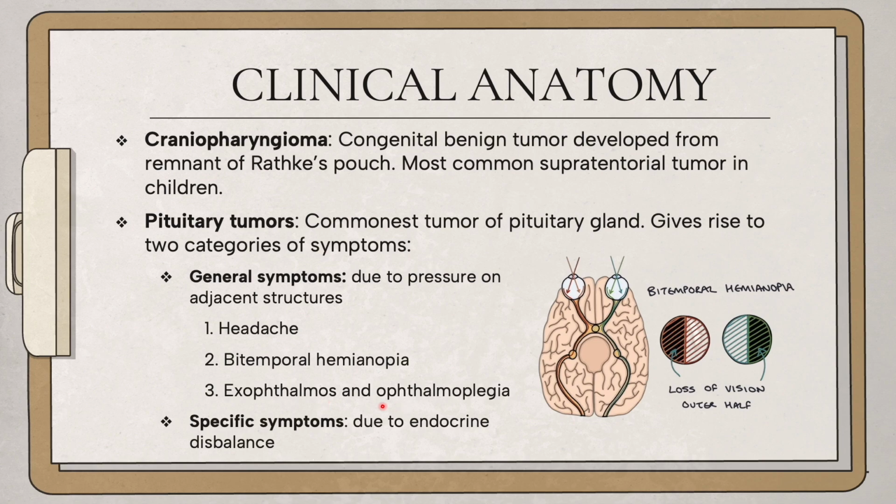And ophthalmoplegia, where ophthalmo means eye and plegia means paralysis. So there is paralysis of the extraocular muscles due to involvement of the third cranial nerve, fourth cranial nerve and the sixth cranial nerve, which are present on the lateral wall of the cavernous sinus. Now the specific symptoms are also present if there is involvement of a specific type of cell, which leads to endocrinal imbalance.